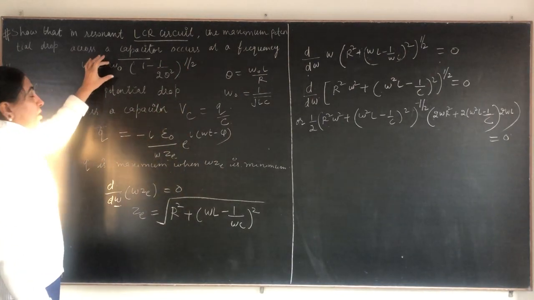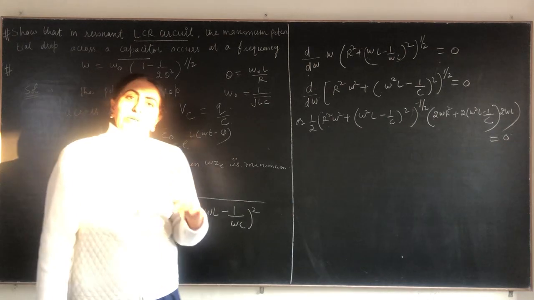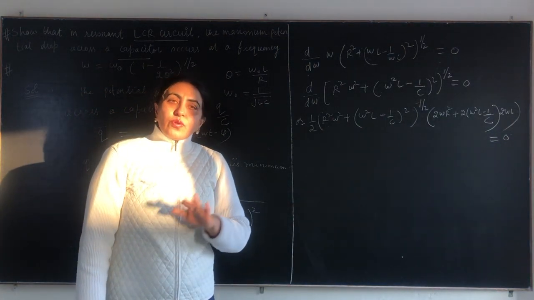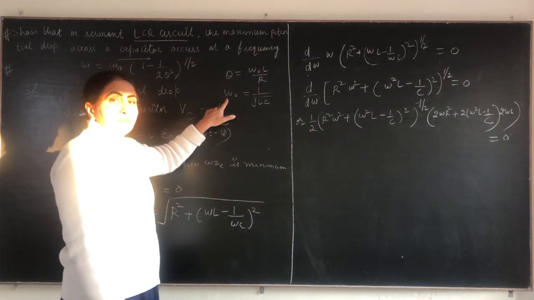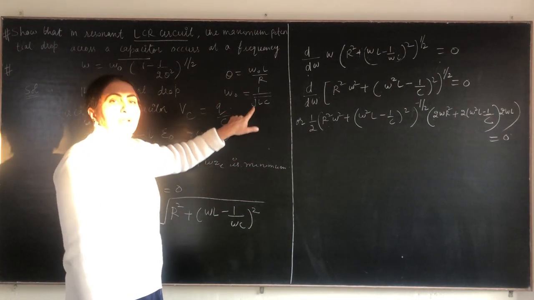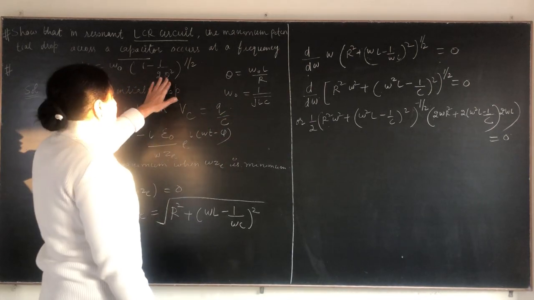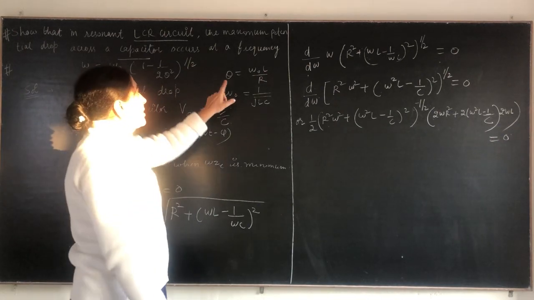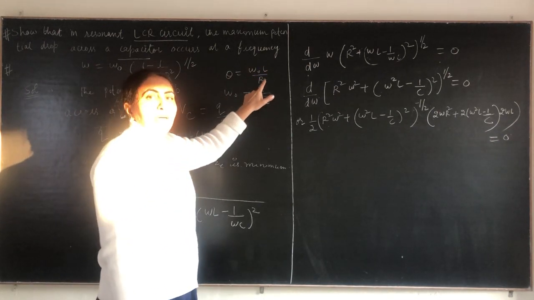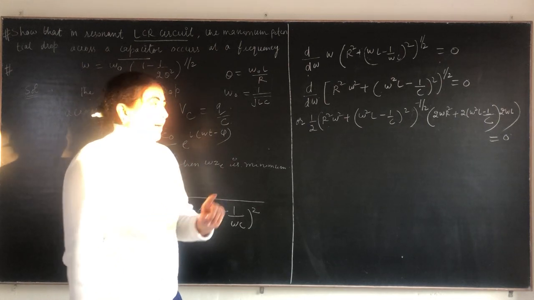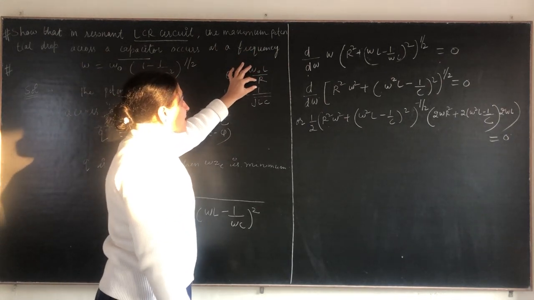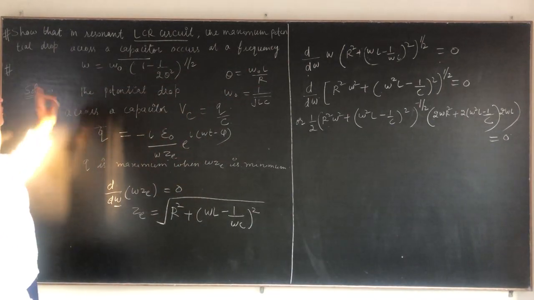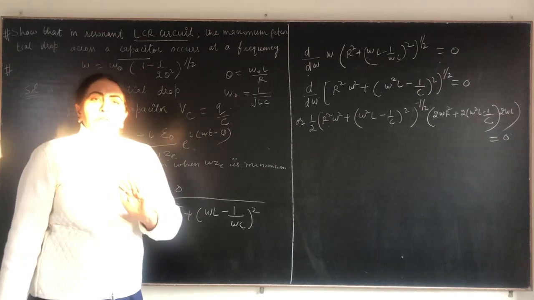Here, what is omega naught? Omega naught is the angular frequency of the undamped electrical oscillator, and all of you know that omega naught is equal to 1 over the square root of LC. And what about Q? Q is the quality factor, and Q is equal to omega naught L by R, where L is the inductance and R is the resistance. Clear? Now we have to find out the maximum potential drop.